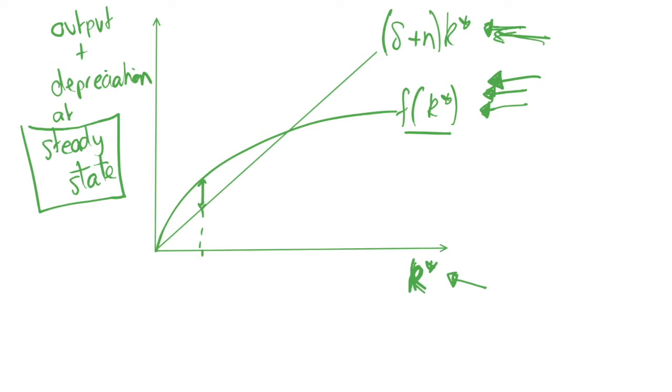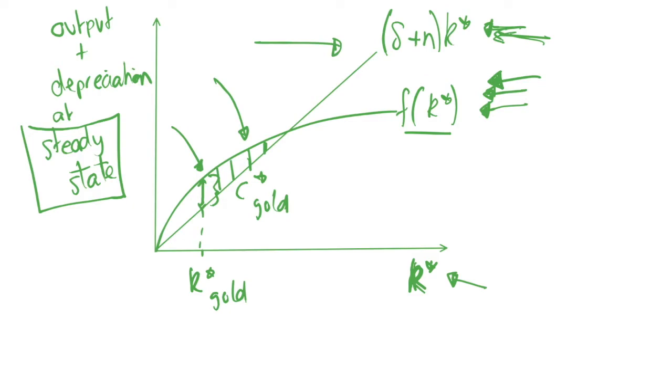So if we say that this is our K star gold level, the gap between our break-even investment curve and our output curve is the greatest, and the gap between them, that is our consumption at the golden rule steady state. So that's why we want a large gap between them, because the size of the gap is how much we consume. If we're over here, we have a small level of consumption, and as we move towards this golden rule, the gap gets bigger and bigger, and at the biggest gap, that's where we have the highest level of consumption. This is the best steady state, because all of these are steady states.